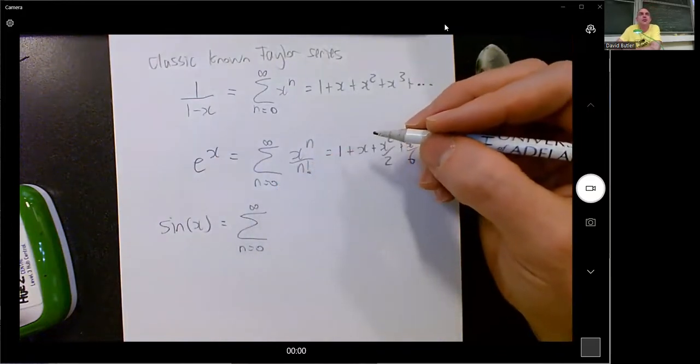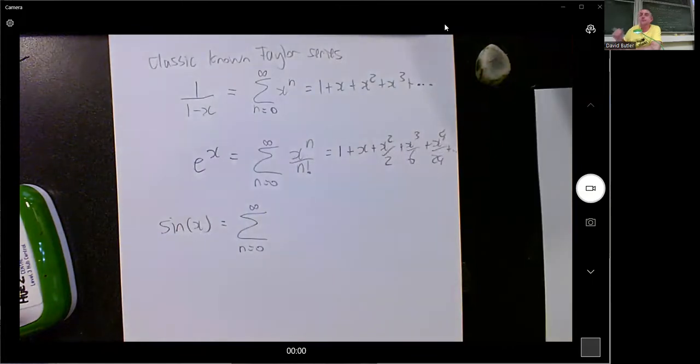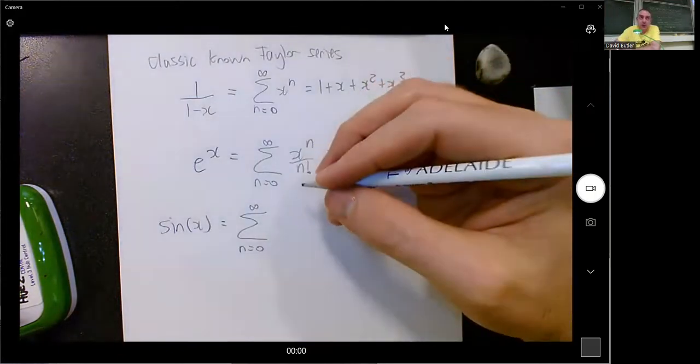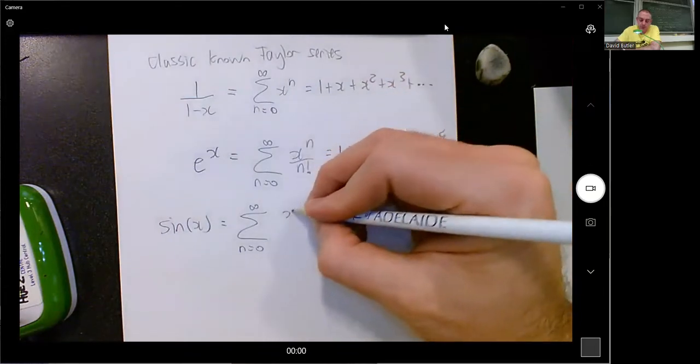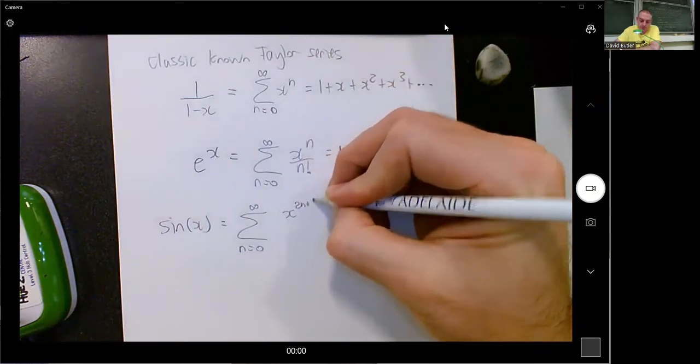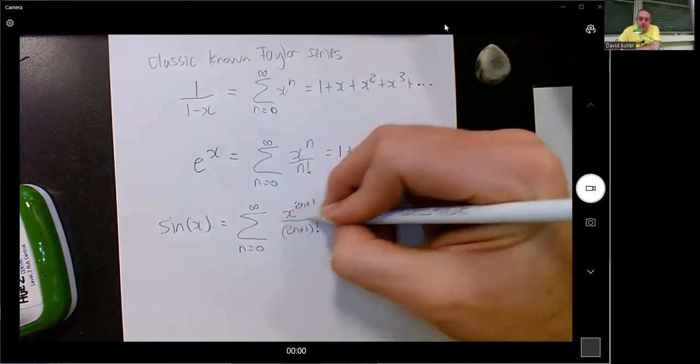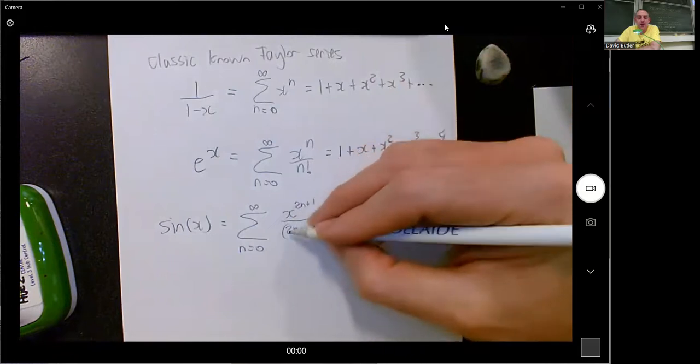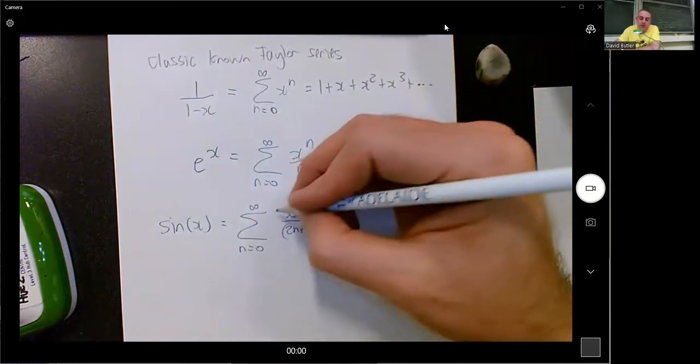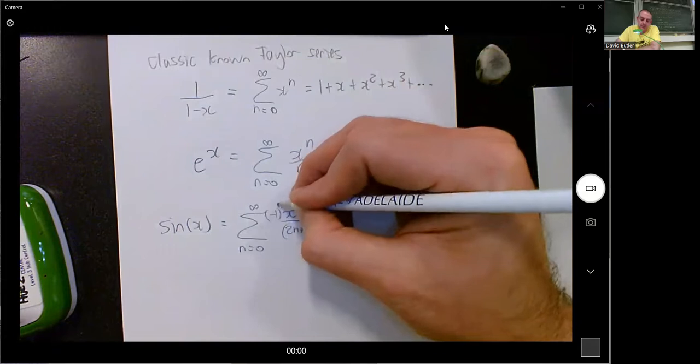Sine is an odd function. Odd meaning that when you sub in a negative number, you get the same answer as subbing in the positive number and then just minusing the answer. So meaning you can pull minuses out. So sine is an odd function, which means it only has odd powers. And so we put a 2n plus 1 instead of an n to make them odd. And then you also have to multiply by a -1 to the n.